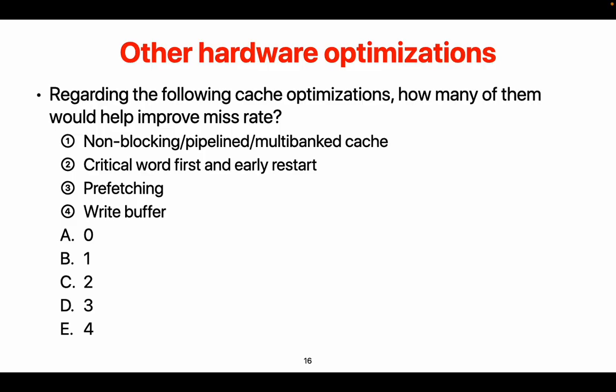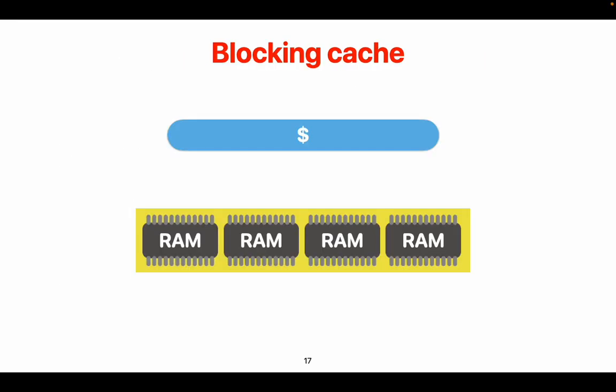That's why I want you guys to read the paper. A lot of you kind of feel like you know everything, but sometimes you really need to read the paper before coming to class. So what is a non-blocking pipeline multi-bank cache? The cache is divided into multiple banks so that they can be processed in parallel. So first of all, let's talk about what a traditional blocking cache is.